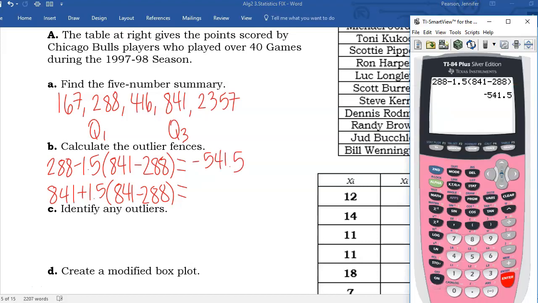And back to the handy dandy, I will hit replay and just change my first 4 characters. I'm going to keep everything else the same. 841 plus gives me an upper fence of 1,670.5.